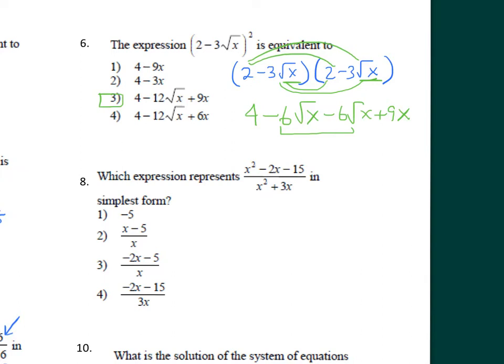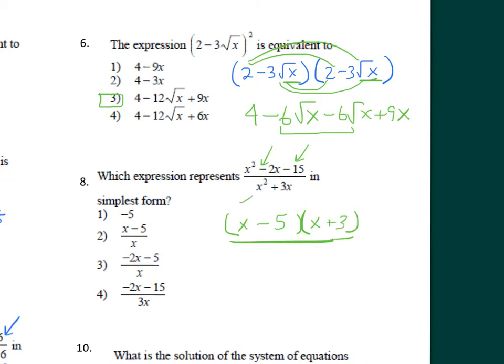All right, next question, number 8. We're again going for simplest form. Now, if something is not in simplest form in one of the choices, we can eliminate that choice right away. In this case, they're all in simplest form. So we're factoring again. Two numbers that multiply to negative 15 and add to negative 2 would be negative 5 and positive 3.